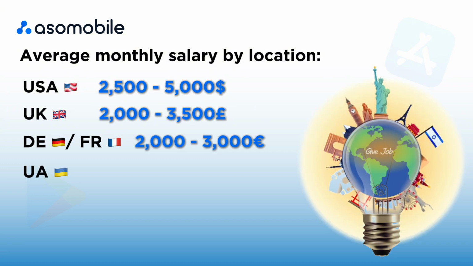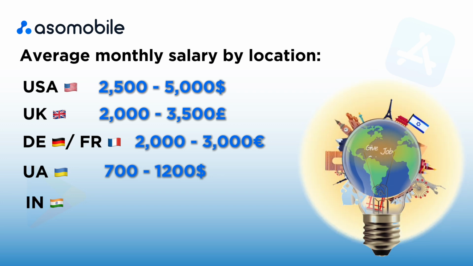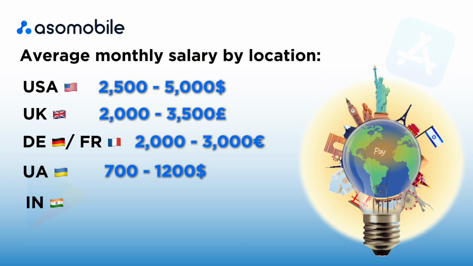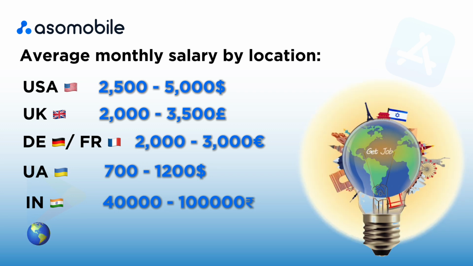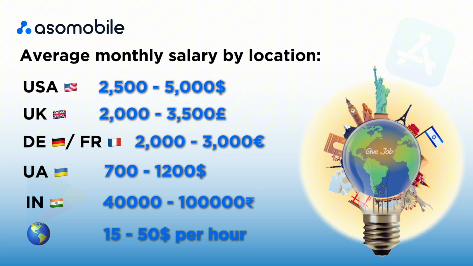In Ukraine, a junior ASO specialist might start with $700, and experienced professionals can earn up to $1,200 per month. In India, salaries range from 40,000 to 100,000 rupees, depending on experience and the company. And if you work as a freelancer on platforms like Upwork or Fiverr, you can charge between $15 and $50 per hour, depending on your expertise and the project.